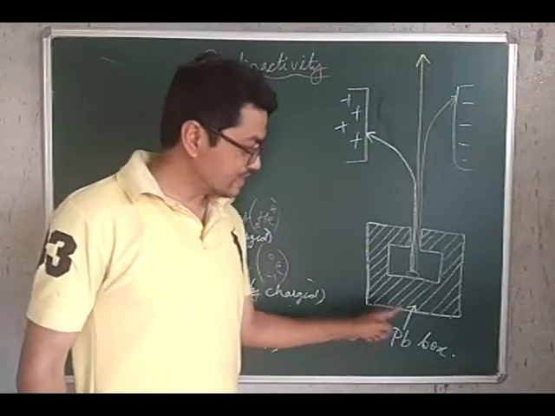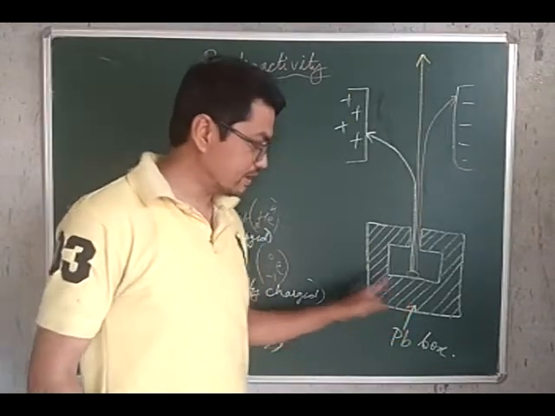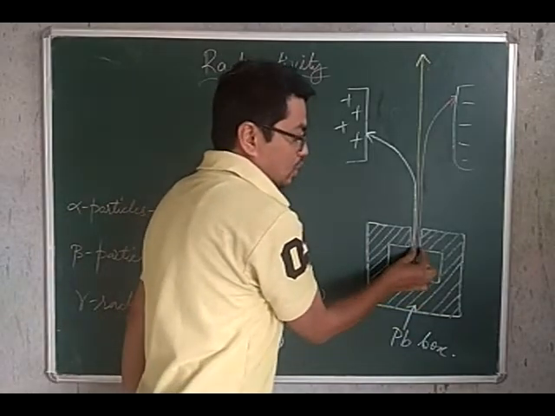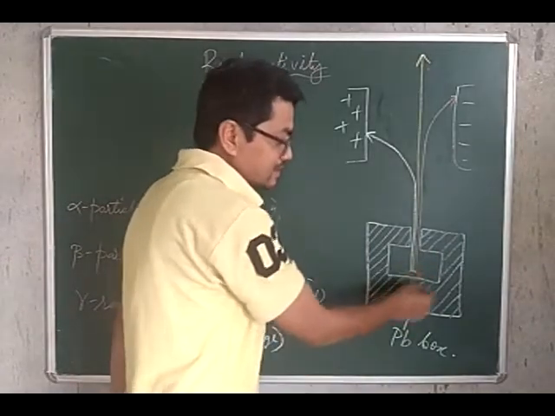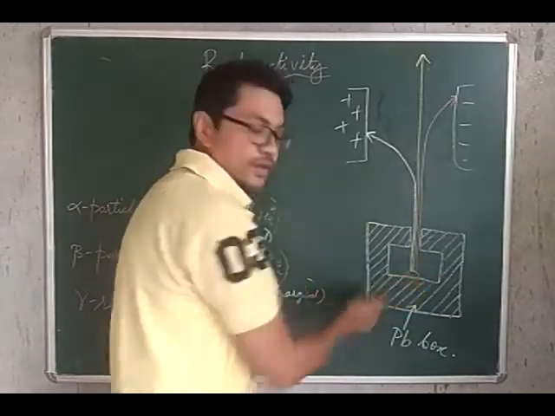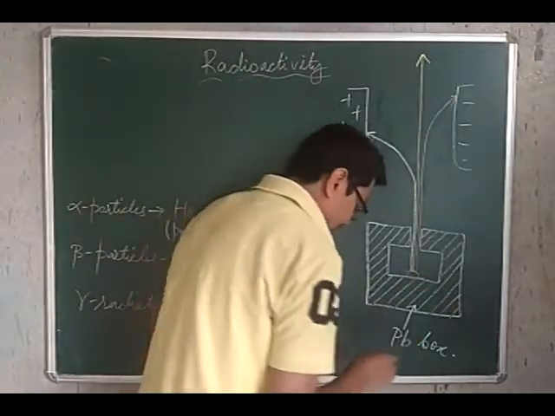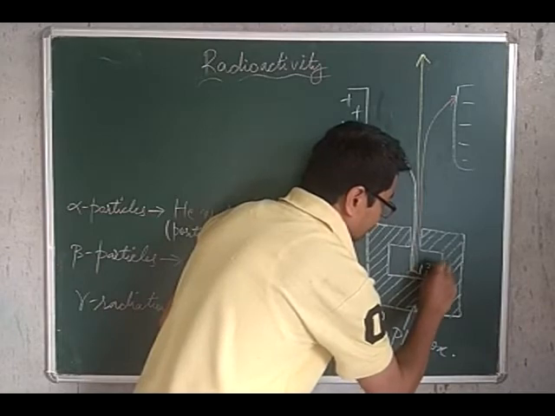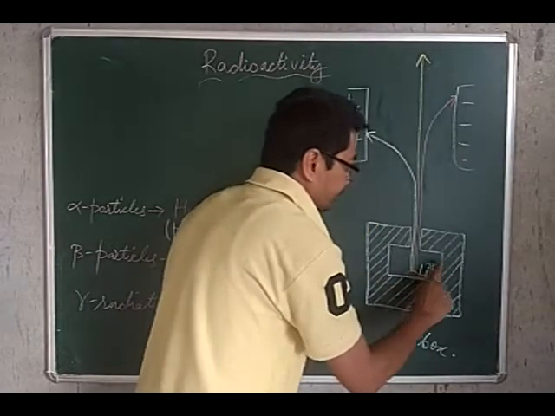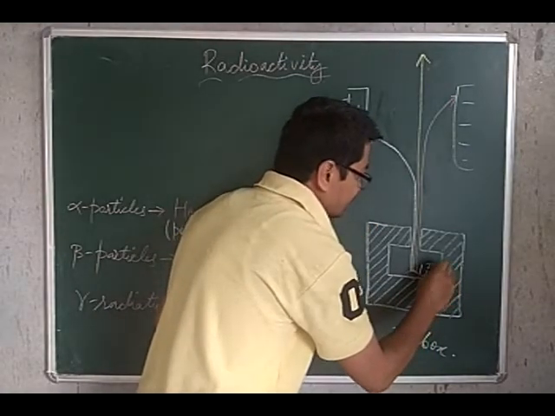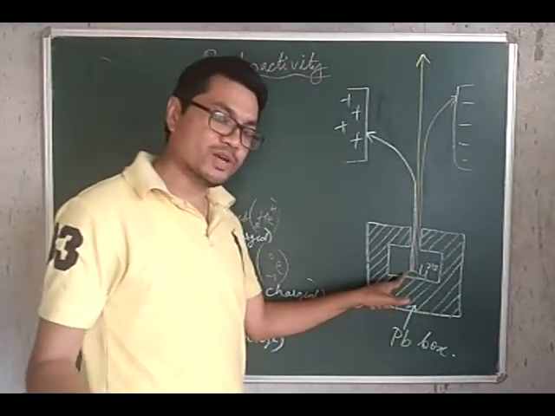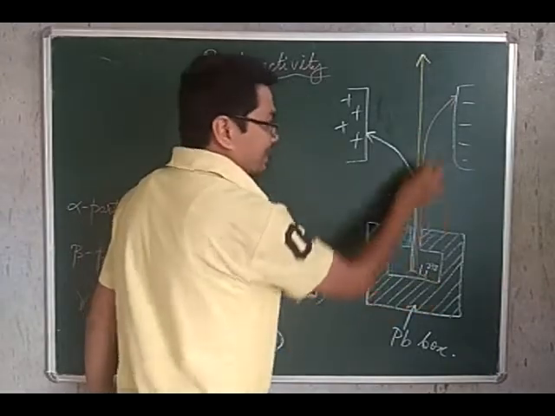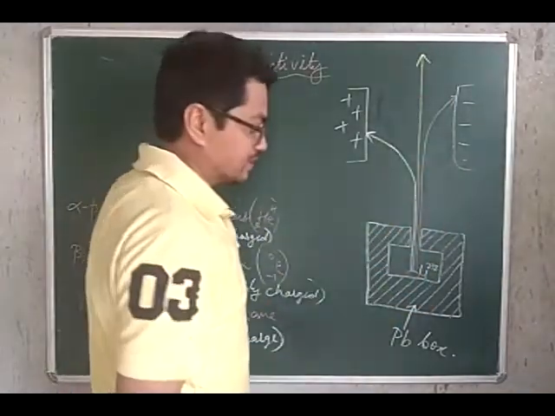Now say we have a lead box over here, and this lead box has a small opening over here, and inside this lead box we have, say, uranium, a radioactive substance. Say we have uranium-238 inside this lead box. Now this uranium-238, being radioactive, is spontaneously emitting alpha, beta, gamma. So these particles and radiations are being emitted.